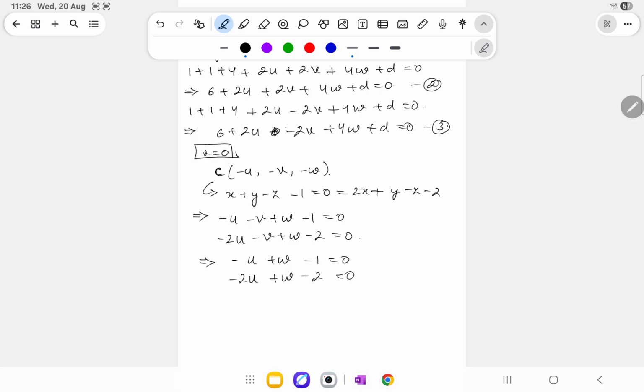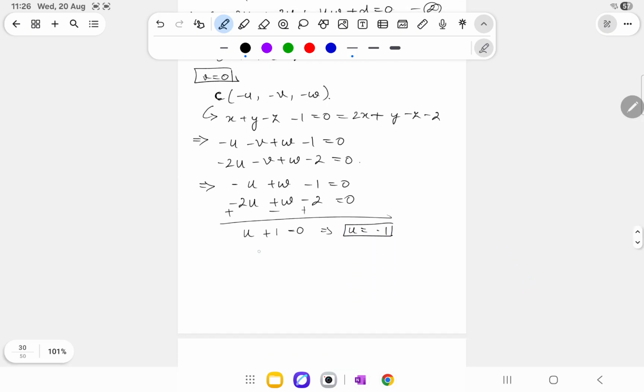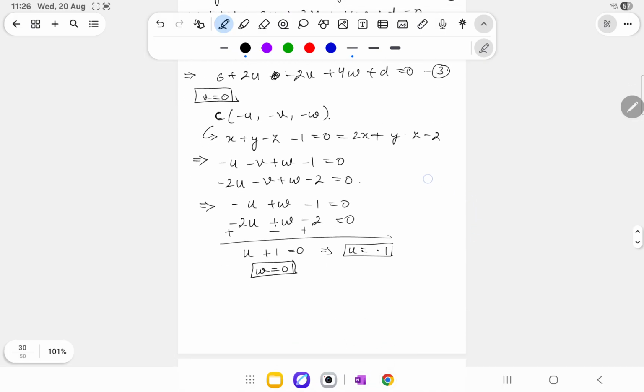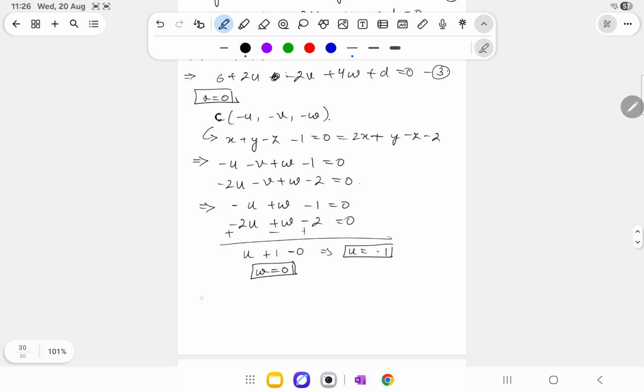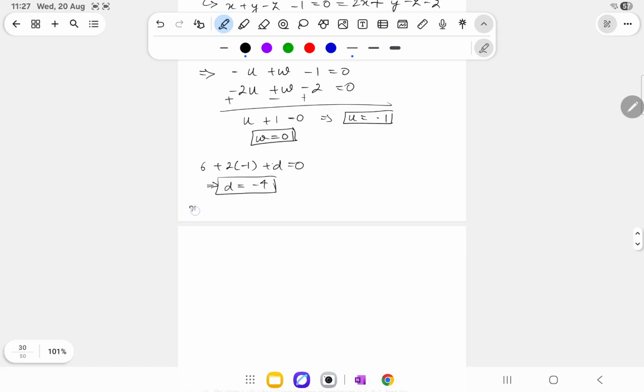So I can just subtract these to get values of u and w. If I subtract these, I will get u plus 1 equals to 0. So from here I'll get u is equals to minus 1. If u is minus 1, then w will also be equals to 0. Now I can just substitute value of u, v and w in equation 2 or 3 to get value of d. So let's substitute these values in equation 3. So we'll get 6 plus 2 into minus 1 minus, these terms will be 0, plus d equals to 0. So I got my d as minus 4. So my required equation of sphere is x square plus y square plus z square minus 2x.